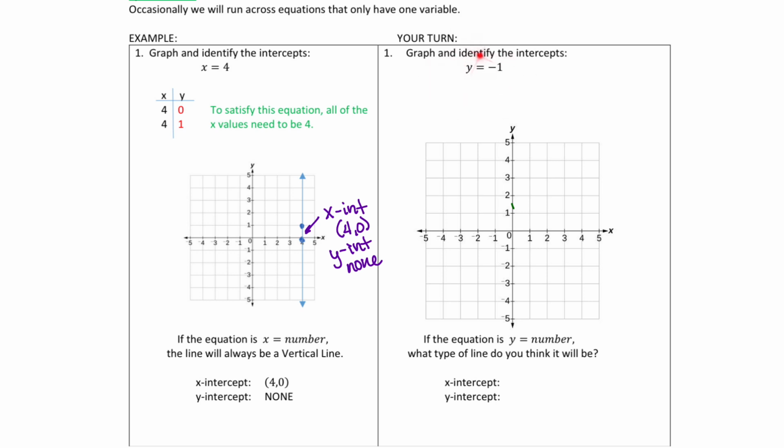This one. Y equals -1. Y is the only thing that's there, so it's only going to cross the y-axis. So it's going to cross the y-axis at -1, and every single point is going to have -1 for the y value. So what is the intercept? The only one we have is the y-intercept. So it's 0, -1. And there is none when it comes to the x-intercept.